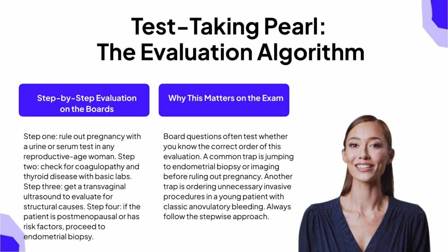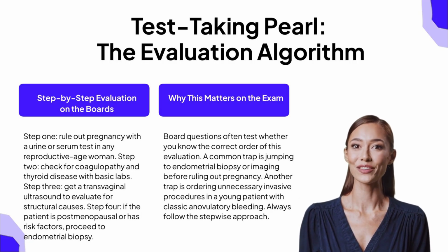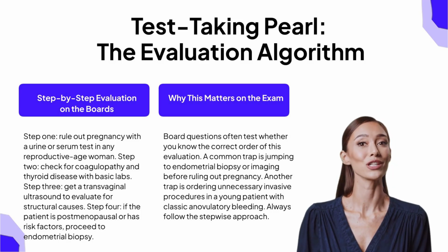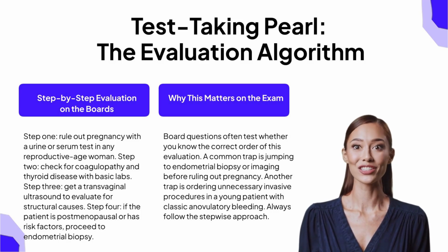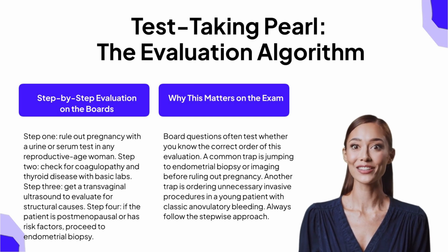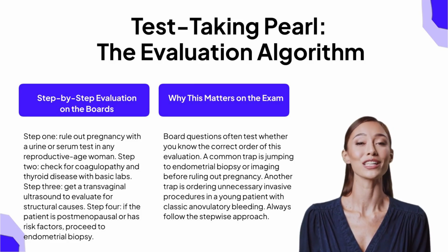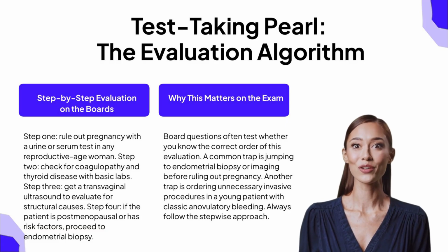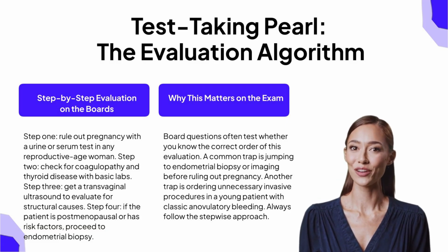Here is a critical test-taking pearl about the evaluation algorithm. When you see any abnormal uterine bleeding question, follow this stepwise approach. First, always rule out pregnancy. This is the #1 mistake students make on board questions. Second, check basic labs, including a complete blood count for anemia and thyroid function tests. Third, get a transvaginal ultrasound to evaluate for structural causes like fibroids or polyps. Fourth, if the patient is postmenopausal or has risk factors for endometrial cancer, proceed to endometrial biopsy.